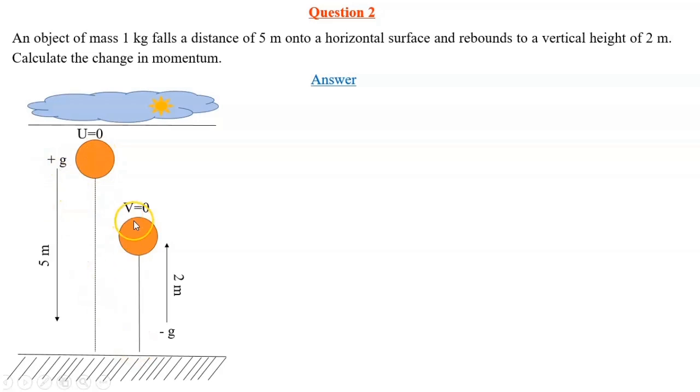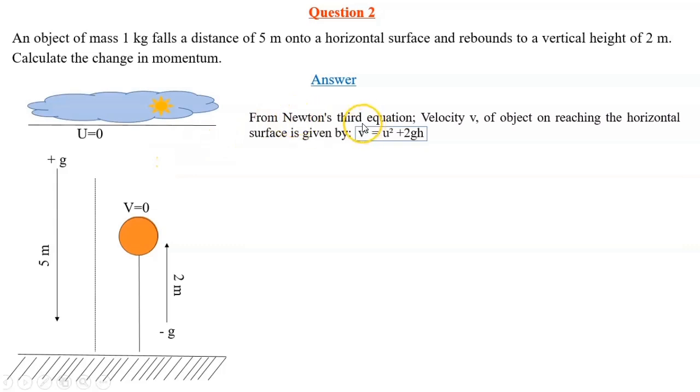However, as it rebounds to 2 meters in vertical height, it goes up against the force of gravity. As it is going against the force of gravity, the acceleration due to gravity is negative, and the final velocity is equal to 0. So this is an illustration. As it comes down, it is falling under the force of gravity, then it goes against the force of gravity as it rebounds.